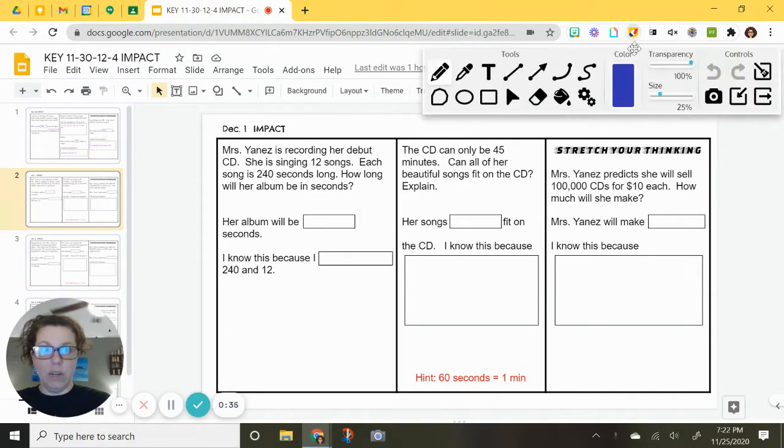Let's get our little marker out. So I see that I am singing 12 songs. I don't know if that's enough for a debut CD. I should probably do more, like 17. And each of them is 240.